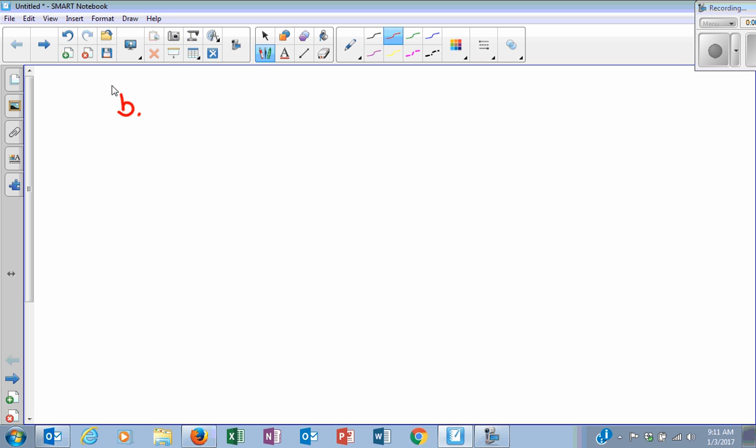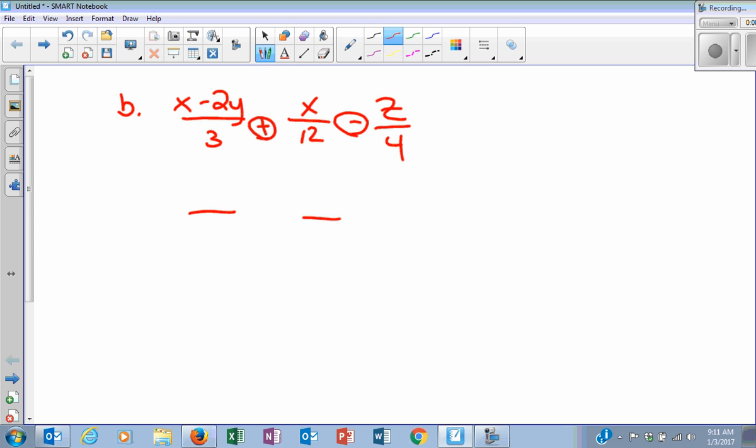So we got B, it is (x minus 2y) over 3 plus x over 12 minus 4z over 4. Alright, since I see these are addition and subtraction signs, I know they've got to have common denominators before I can go ahead and do it. So I know if I look at these three numbers, the least common denominator is going to be 12, so I'm making everything become 12.